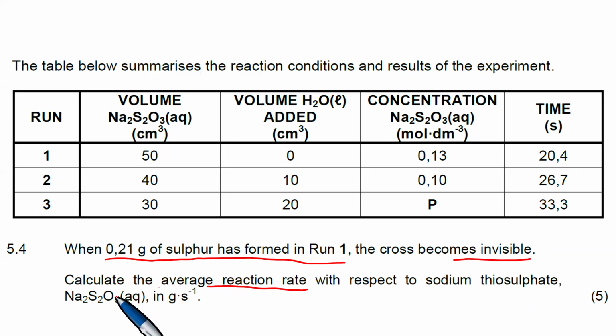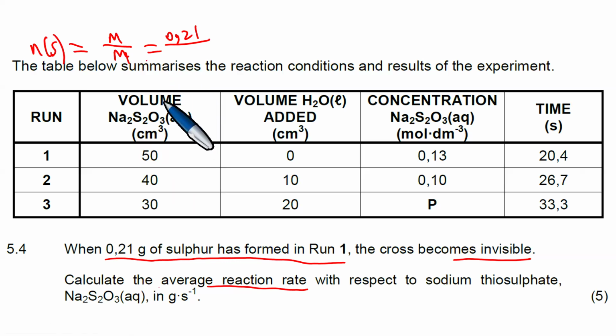Average reaction rate. Okay, let's look at this question and reason together. We are told that 0.21 grams of sulfur is formed in run 1. Number of moles of sulfur is mass over molar mass. What is the mass? It is 0.21 grams.